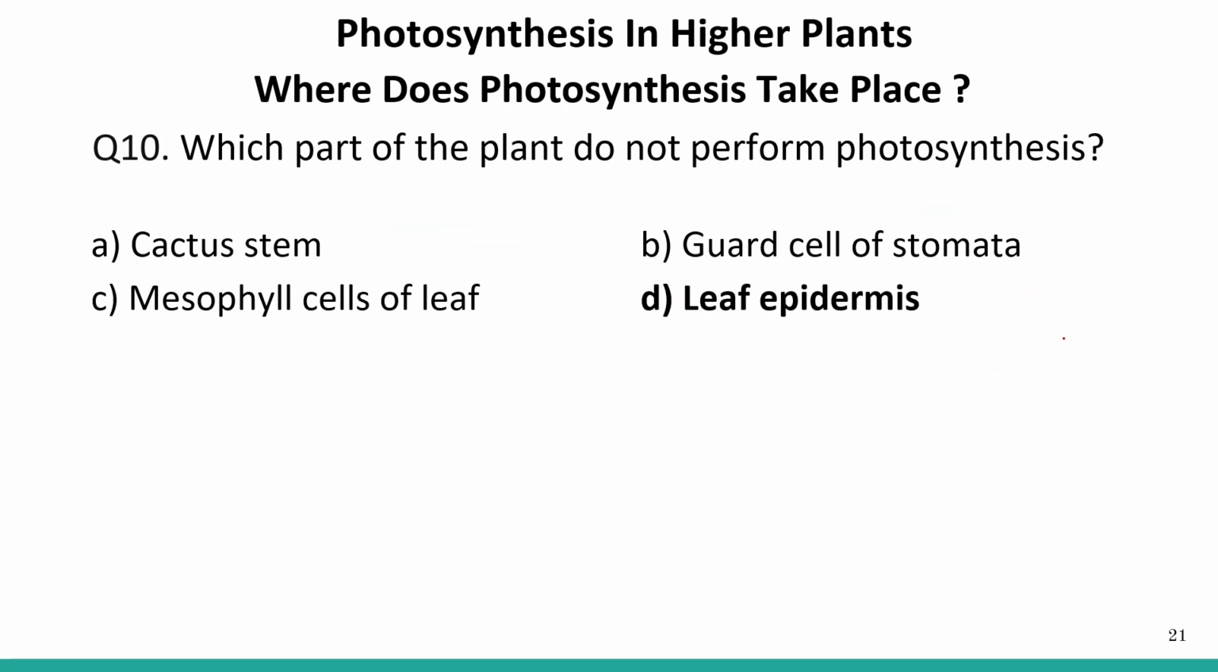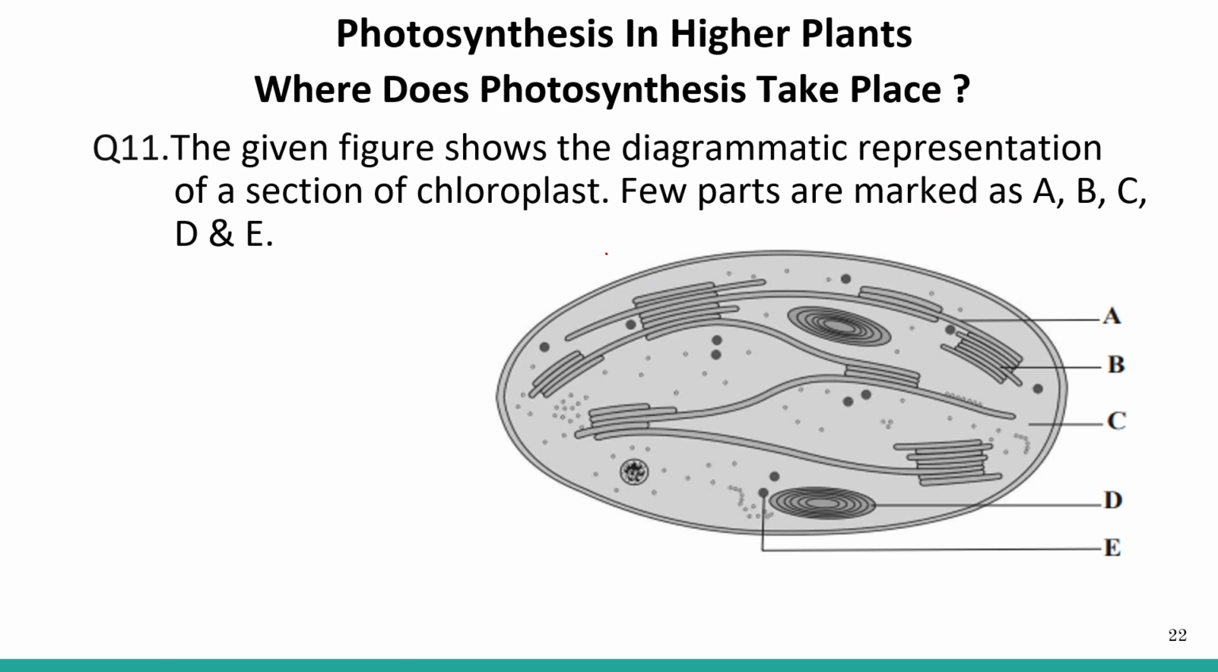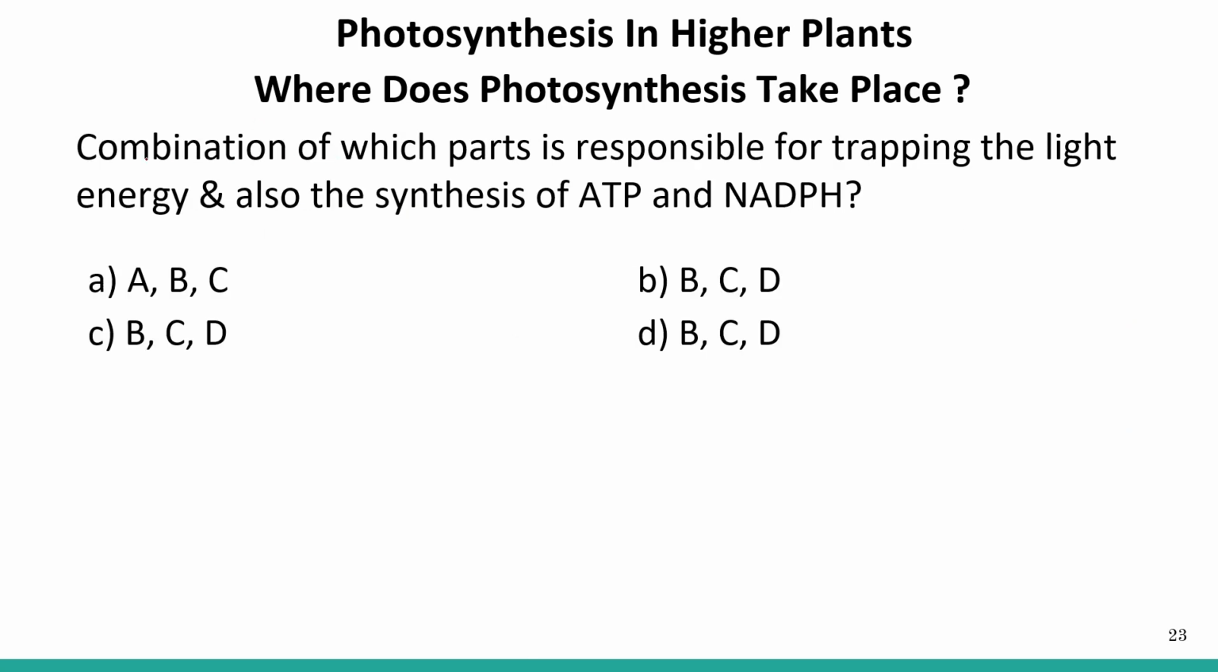So what should be the answer here? Leaf epidermis. Now a figure is given to you. This figure shows the diagrammatic representation of the section of the chloroplast. A few parts are marked as A, B, C, D and E. So the question is, combination of which parts is responsible for trapping the light energy and also the synthesis of ATP and NADPH. Alright, so options are ABC, BCA, BCD and ACD.